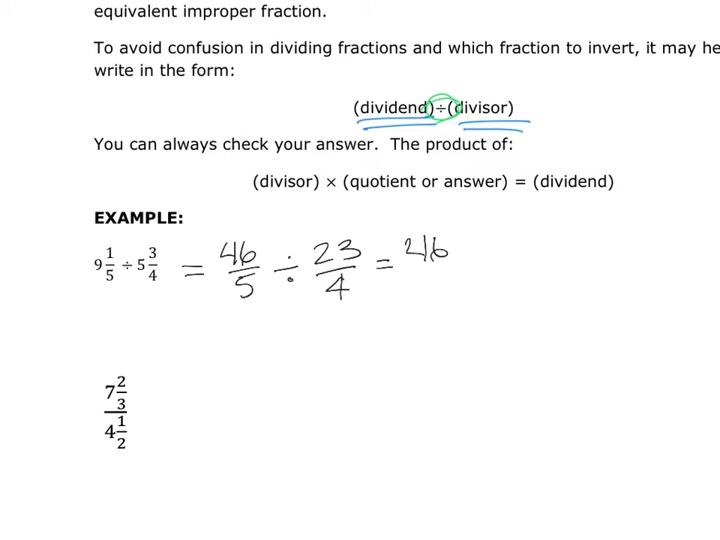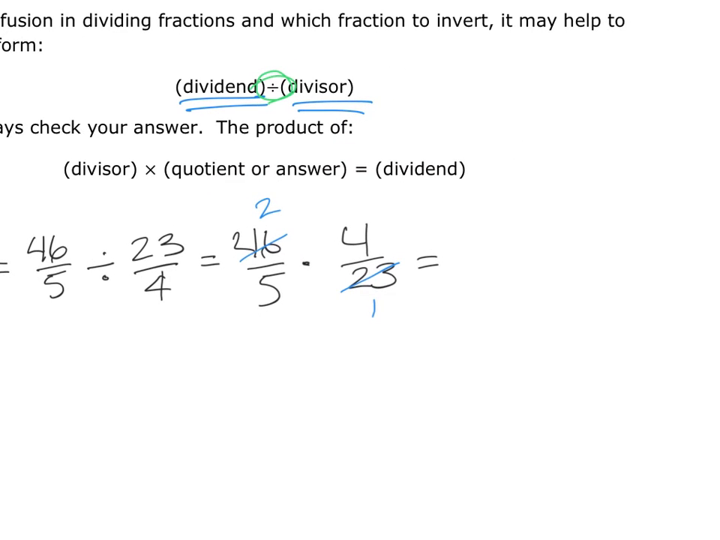So 46/5 multiplied by 4/23. I can go ahead and multiply the 46 and the 4 in the numerator and 5 and 23 in the denominator. But if I can reduce before I do the multiplication, I will try to reduce before I do the multiplication. And I see that 23 will go into 23 once, and 23 will go into 46 twice. So what I really have now is 2 multiplied by 4/5 multiplied by 1, which is 8/5.